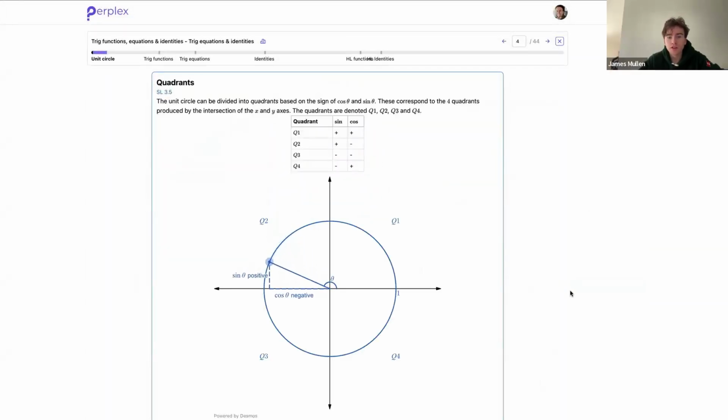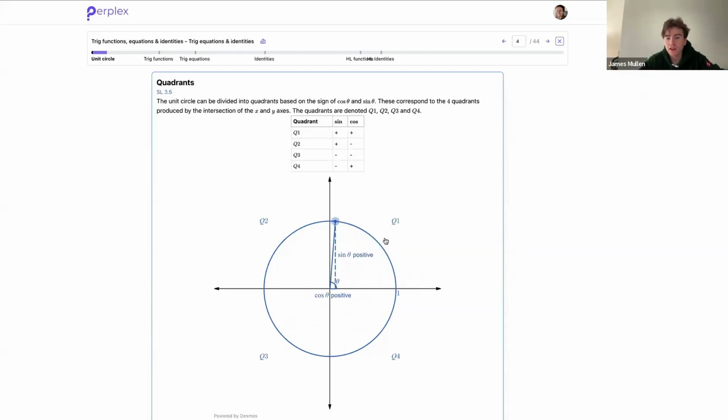Okay. That also allows us to start thinking about this notion of quadrants, right? So the unit circle can be divided into quadrants based on the sign, whether the positivity or negativity, of cosine and sine. And these correspond to the 4 quadrants produced by the intersections of the x and y axis.